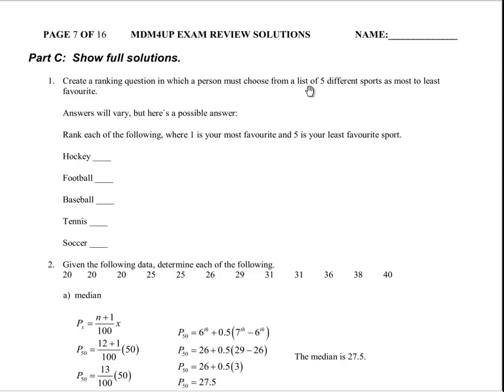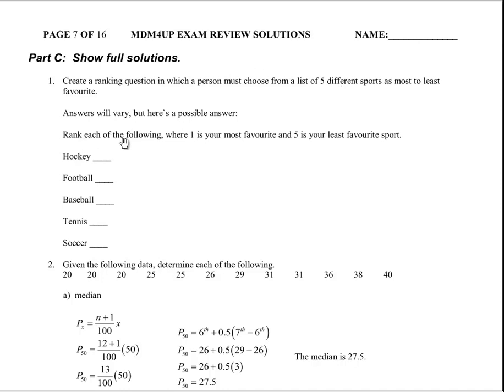In Part C of this exam review, we're going to start with some work where you have to show your answers, show your steps. And in the first one, you're just asked to create a ranking question for a survey, in which a person must choose from a list of 5 different sports as most to least favorite. The answers will vary here, but here's an example.